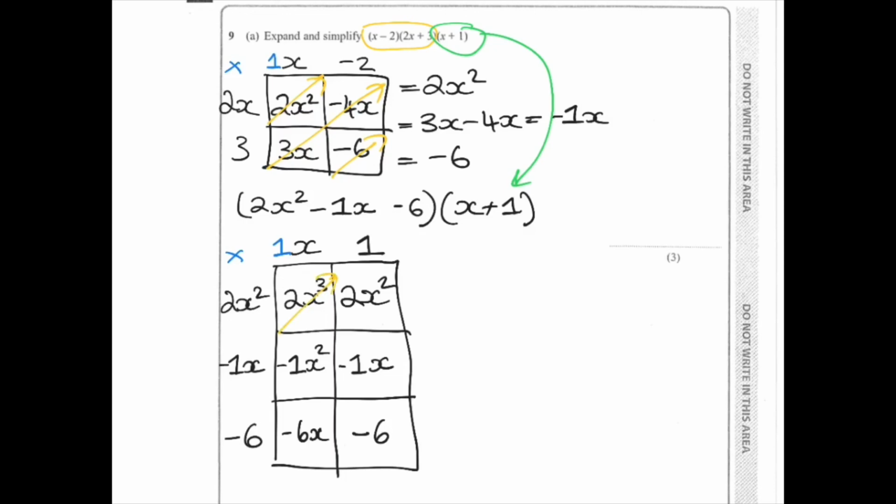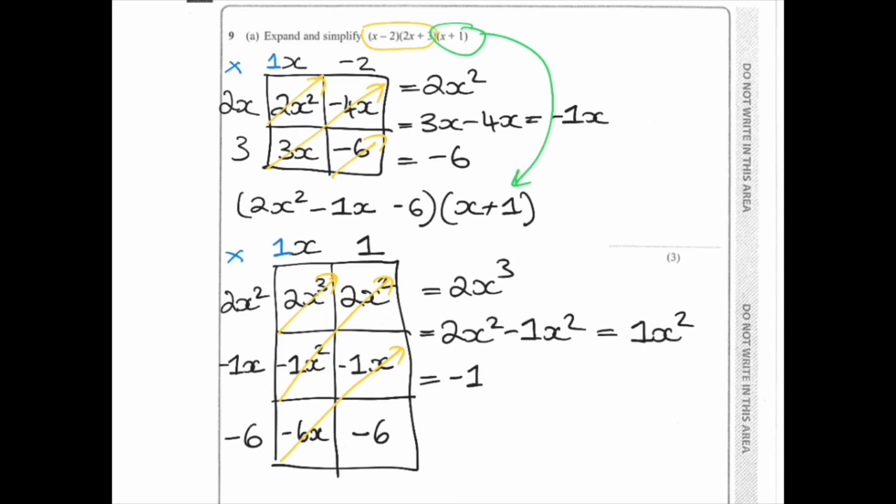Let's go down our diagonals. First diagonal, 2x cubed. Next diagonal, remember, write the positive number first, so 2x squared minus 1x squared. That's giving me 1x squared. Next diagonal, you've got minus 6x minus 1x. So both are negative, so it doesn't really matter what order you're going to put it in, but I would probably write it as minus 1x minus 6x.